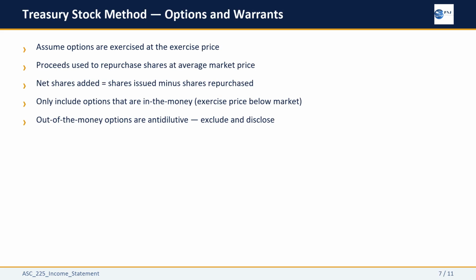For stock options and warrants, the treasury stock method is the required approach. Here is how it works. Assume all in-the-money options are exercised. The company receives the exercise price as proceeds. It uses those proceeds to repurchase shares at the average market price during the period. The net additional shares, the ones assumed issued minus the ones repurchased, are added to the denominator. Options that are out of the money have an exercise price higher than the market price. If you include them, they would actually increase EPS by repurchasing more shares than were issued. That is antidilutive. Exclude them.